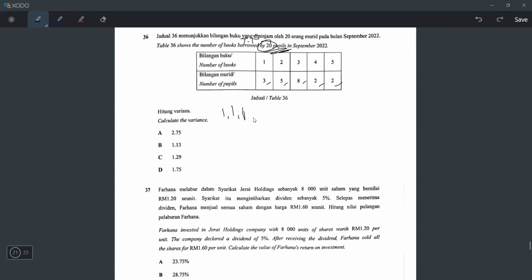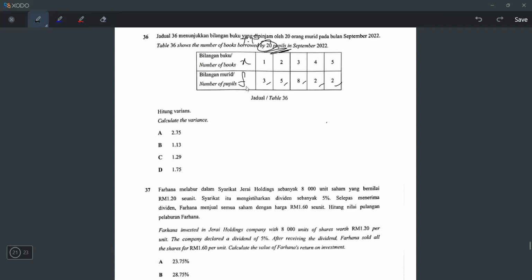And then 2, 5. So 2, 2, 2, 2, 2. There are 5: 1, 2, 3, 4, 5. And then 3, there are 8 times, and so on. But I don't have time to write all that. Just write each one. So it means this is the frequency. Okay, and this is just the x.